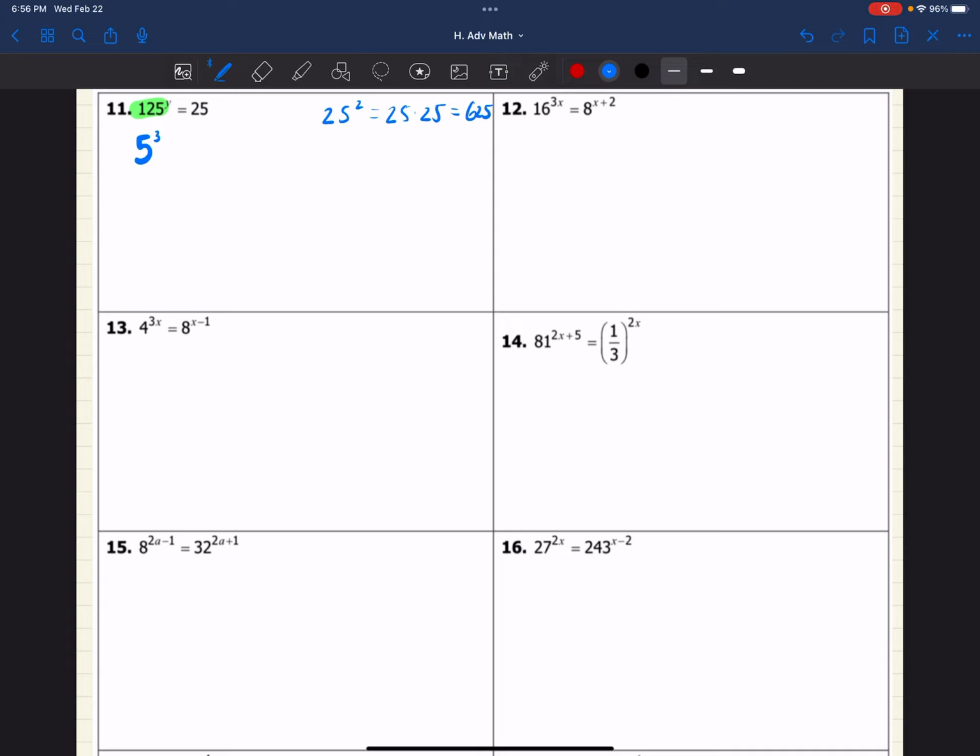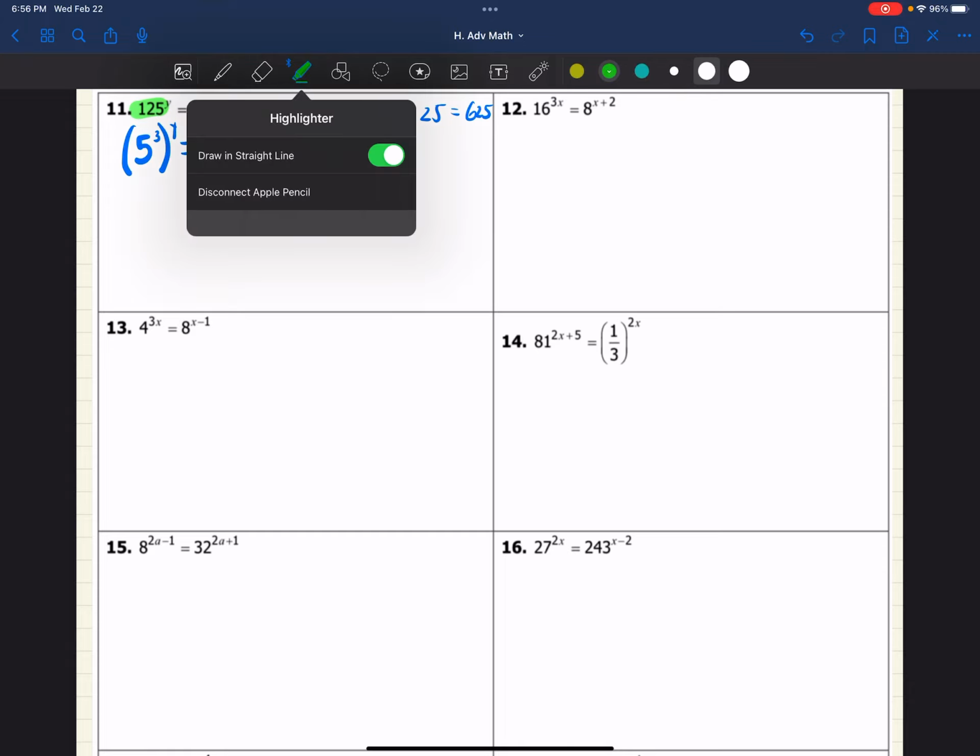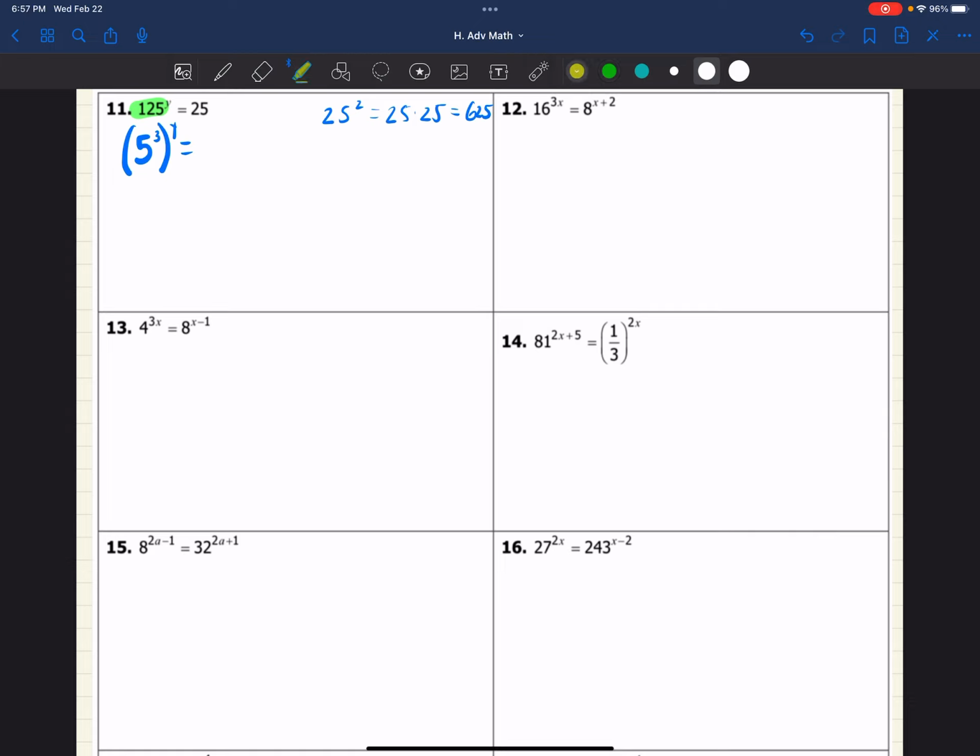And all I'm doing is just putting 5 cubed in for only 125, right? And then you just carry over the other exponent that was originally given to you, which in this case would be y. On the other side, how can you represent 25 with the base of 5? Well, that one would be 5 squared.